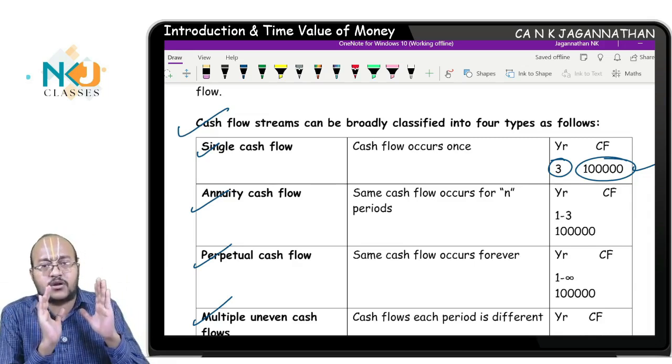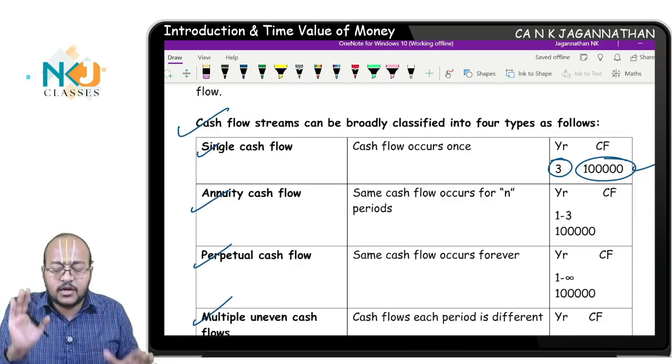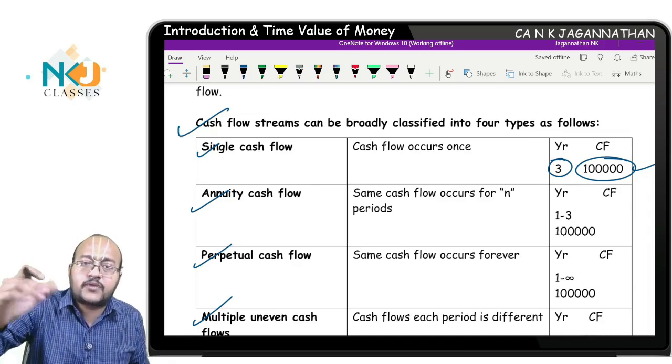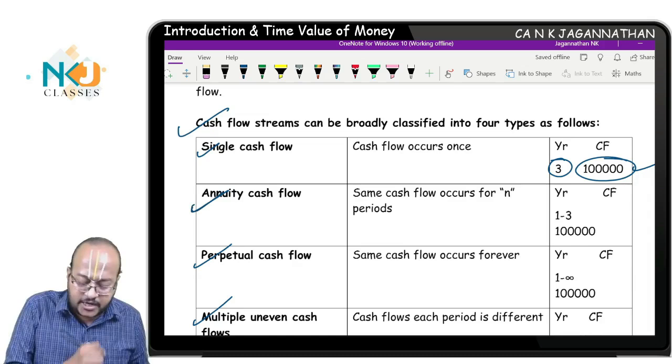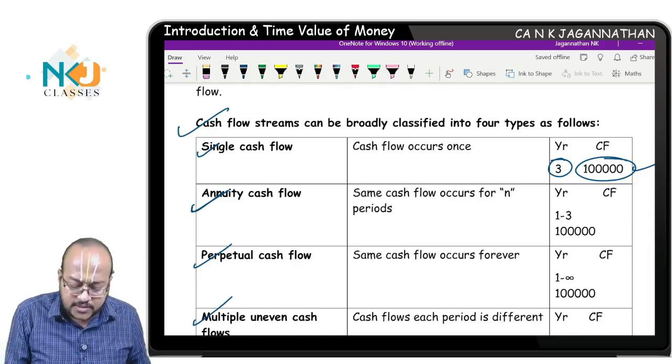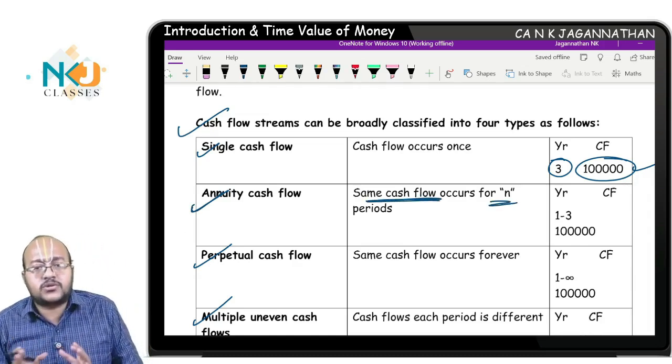I'm just explaining what are the different types of cash flows available. Are you listening? First, we are trying to understand what are the different cash flows. Next, to come to annuity cash flow. See, annuity cash flow, same cash flow will occur for n number of years or n number of periods.